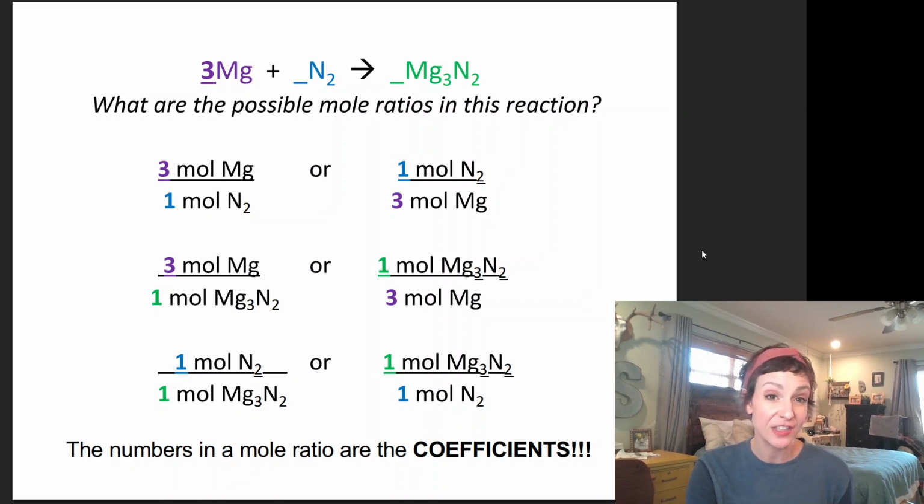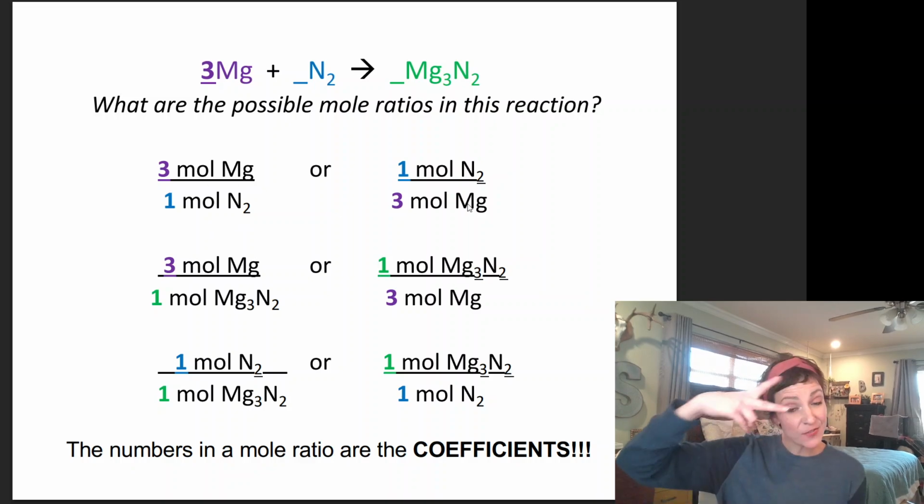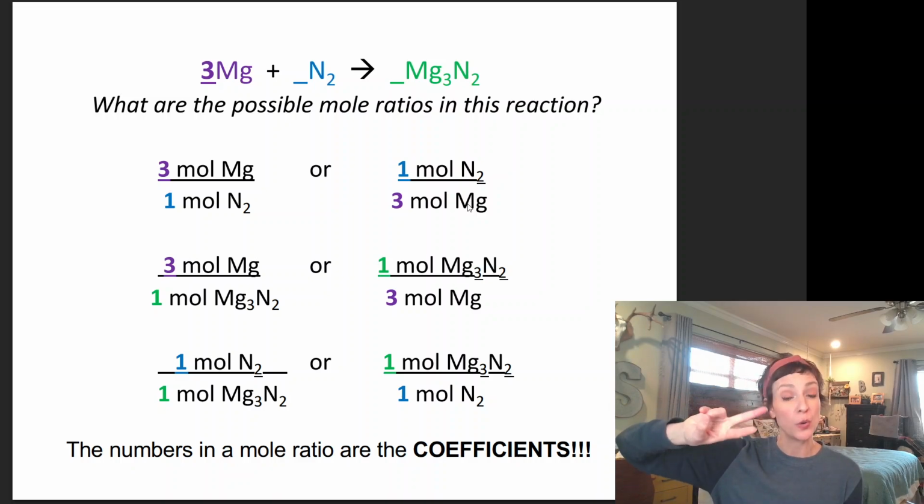So if I wanted to look at the ratio between magnesium and nitrogen, there's a 3 in front of magnesium, there's a 1 in front of nitrogen. I could say that is a 3-to-1 ratio. I can write that as a conversion factor, okay? For each reaction, there are 3 moles of magnesium for every 1 mole of nitrogen. I can also flip that conversion factor depending on which way I need to orient myself, okay?